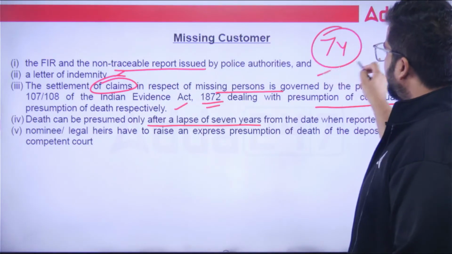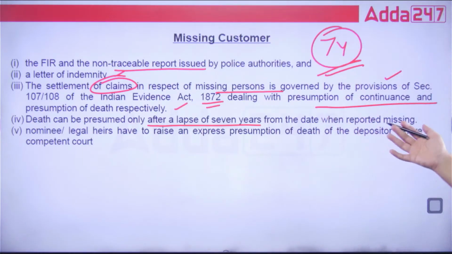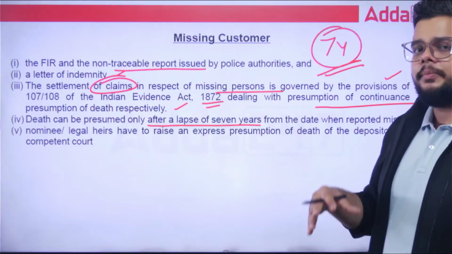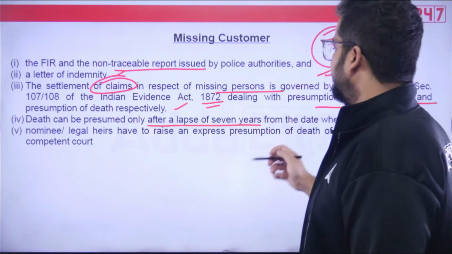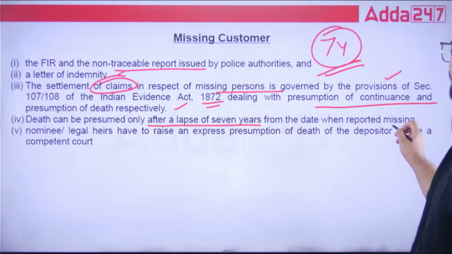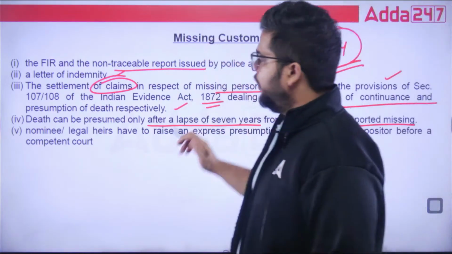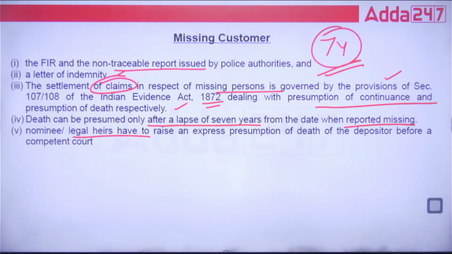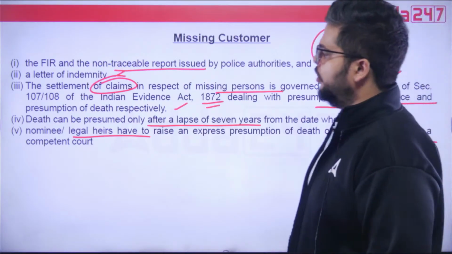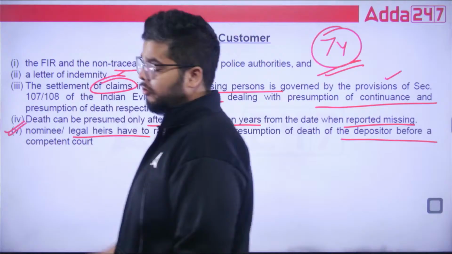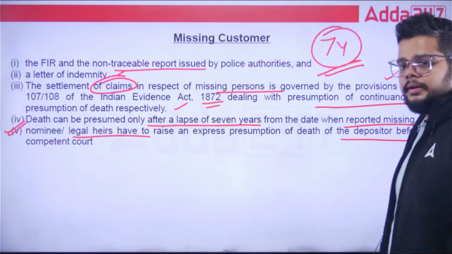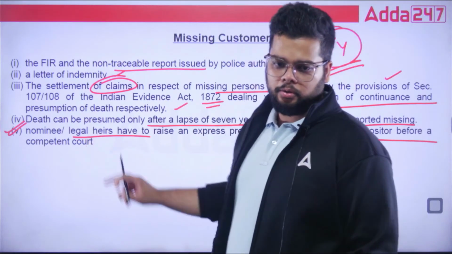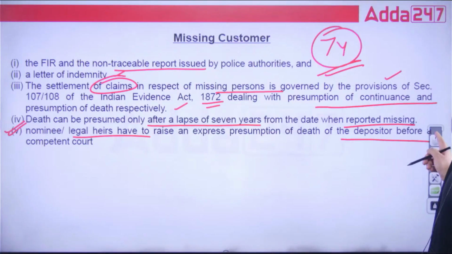Mark this, very important. In the case of a missing customer, if you want to say that a particular customer is missing and now he or she has died, that claim you can make only after 7 years have lapsed from the date of the reported missing. That is this particular report. The nominee or the legal heirs have to raise an express presumption of death of the depositor before a competent court. So if they want the funds in the account of the presumed dead customer, they must go to the competent court and make their claims.